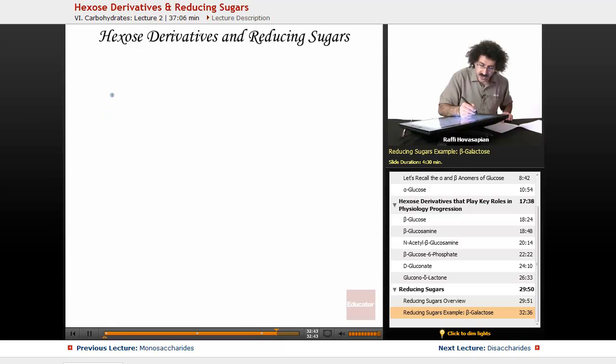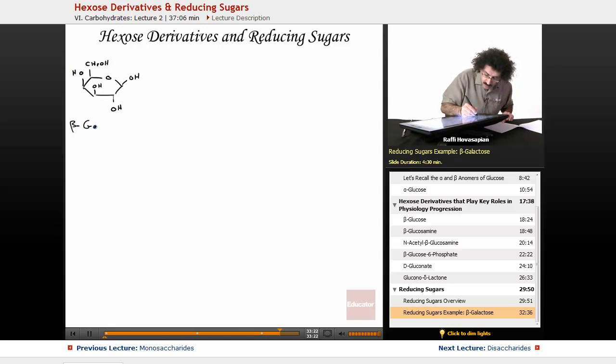So let's go ahead and start off with a nice hexose structure like this. Let's go ahead and use our beta form. OH, OH, OH, and then we have CH2OH there. Actually, you know what? I'm going to make a little bit of a change. Just for a slight variation, I'm going to use galactose. Instead of glucose, I'm going to use beta-galactose.